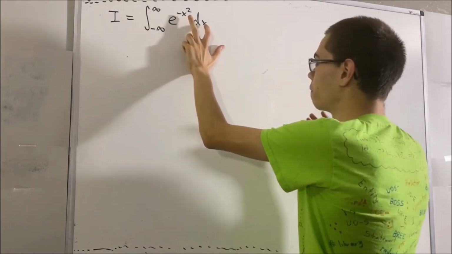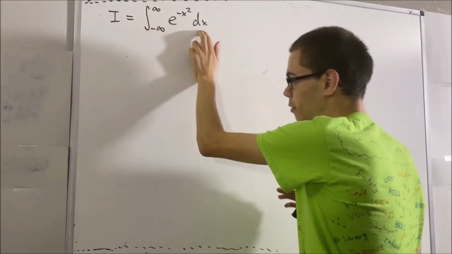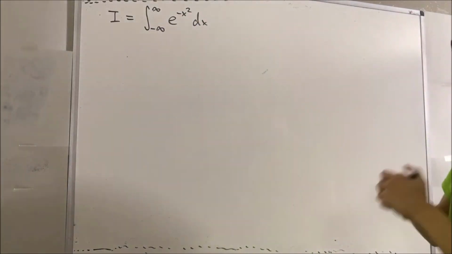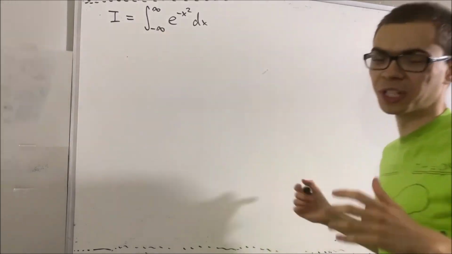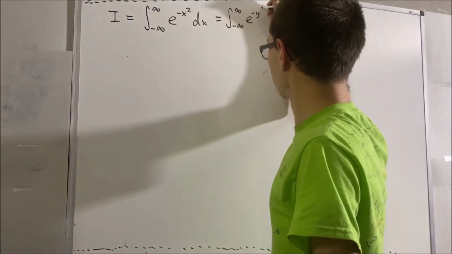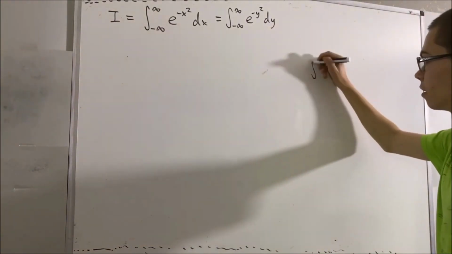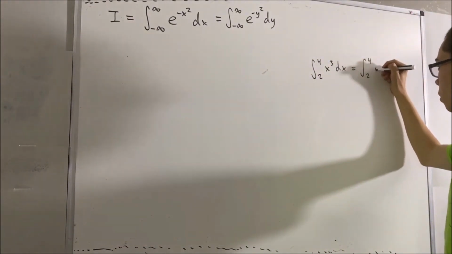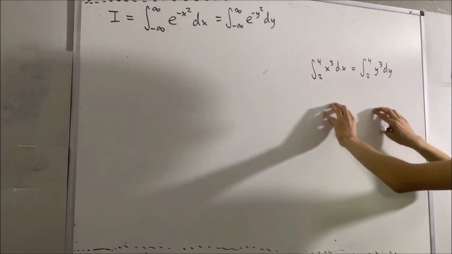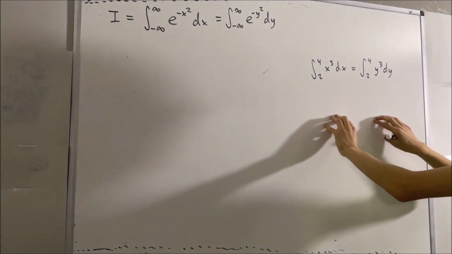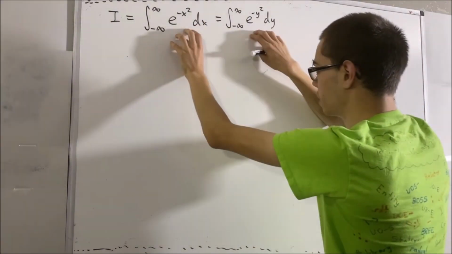What if instead our variable is y, so that we had e to the negative y squared dy? Will that change the answer to this integral? It turns out it wouldn't. It's just like if we had something like this. You can verify that these two definite integrals are equal to each other. So it doesn't matter what we call our variable. The result will still be the same.